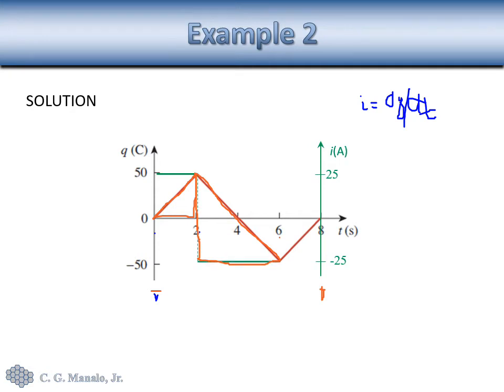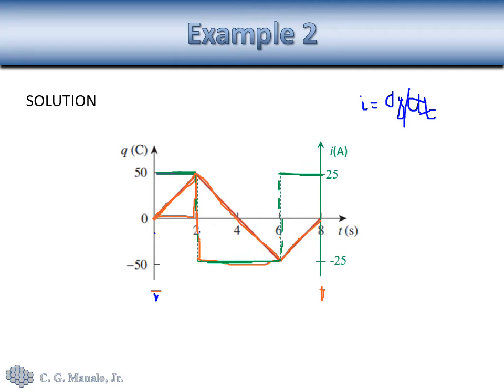And then between 6 and 8 seconds, the slope again is positive, like that. And in fact, the same as this. And therefore, that will give you again a positive 25 amperes, like that. So finally, the plot for the current would look like this. So this one, and then it goes down immediately after 2 seconds there, and then after 6 it immediately rises to a constant 25 amperes.